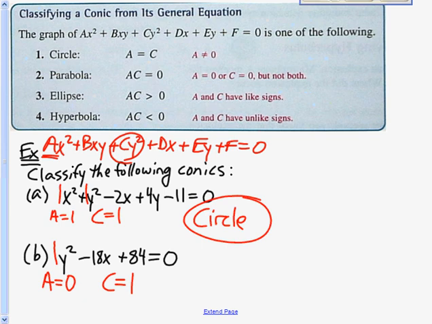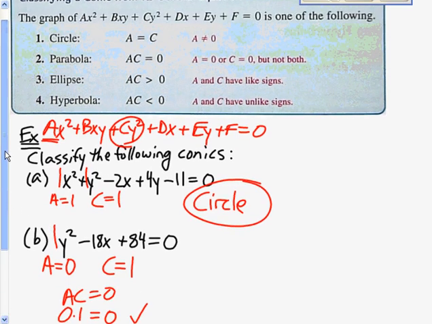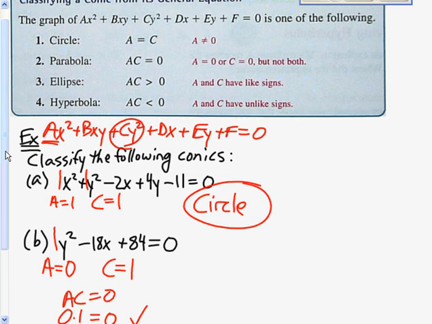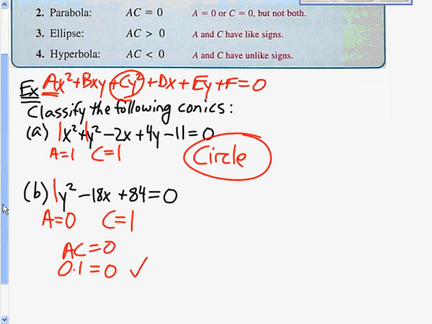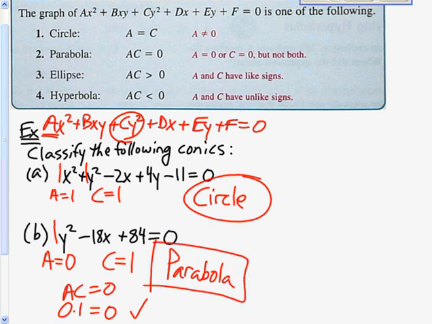Okay, so let's go through them. Number 1, does A equal C? Is it a circle? No, they're different. Number 2, does A times C give you 0? Sure. 0 times 1, doesn't that give you 0? It does have a condition on that. A can be 0 or C can be 0, but both of them cannot be. So you're like, aha, only one of them is. So this definitely fits being a parabola. This is a parabola.